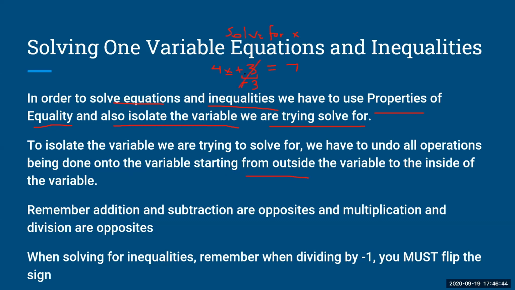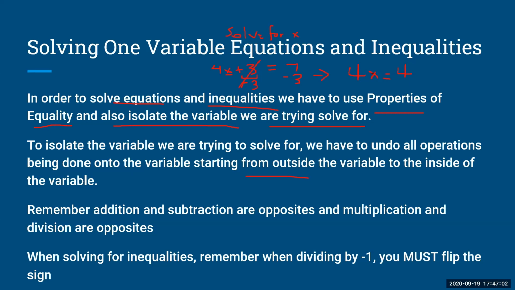Because positive 3 minus 3 is 0. But since we subtracted 3 on the left side, the property of equality says we have to do the same thing on the right side. So we also have to subtract 3. Right? So then you get 4x equals 4. 7 minus 3 is 4.